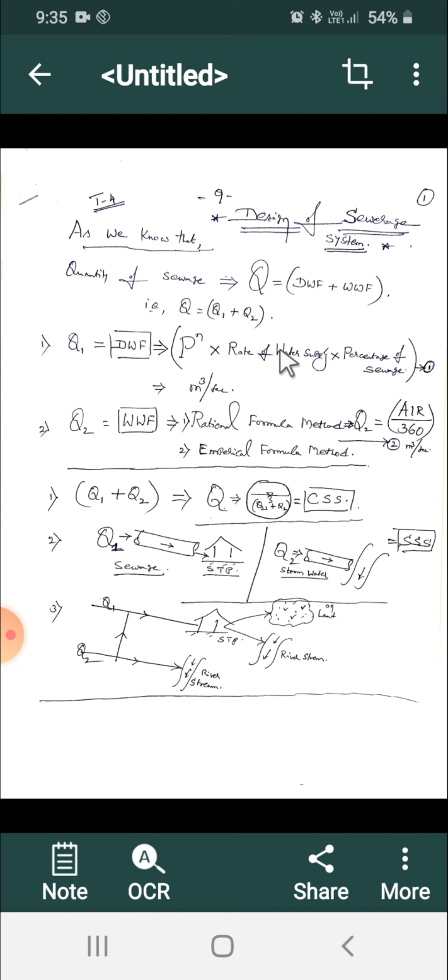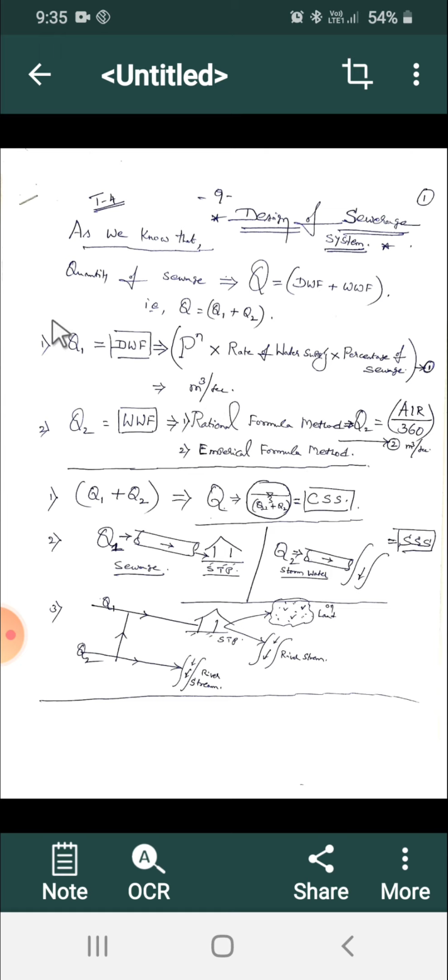Now, here, this formula is an equation. The quantity of water supplied to the public is population times rate of water supply. It is common anytime. But you have to convert these units, whatever they are, LPCD and the percentage of sewage, everything, into meter cube per second. Otherwise, the problem will become wrong.